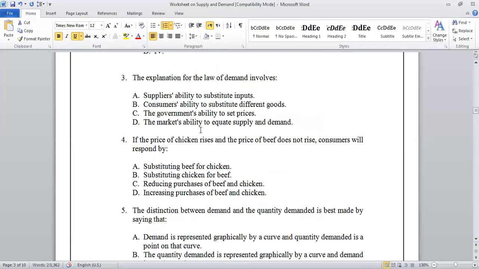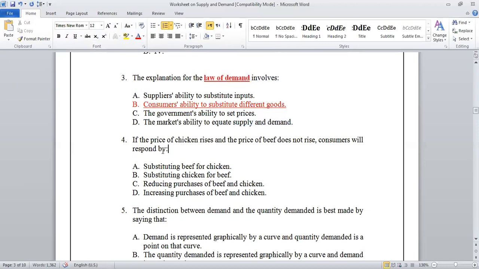Question 3. The explanation for the law of demand. Law of demand involves what? Suppliers? No, when we look at demand, we're thinking as consumers, so A is not correct. B, consumers' ability to substitute different goods? Yes, this is correct. C, the government's ability? We don't really care about the government. The market's ability to equate supply and demand? This is equilibrium and not the law of demand. So your right answer here is B.